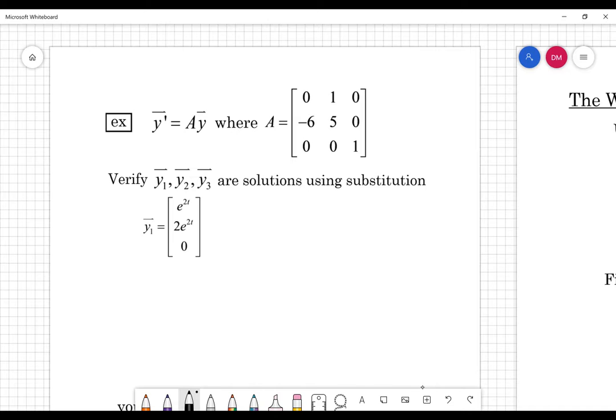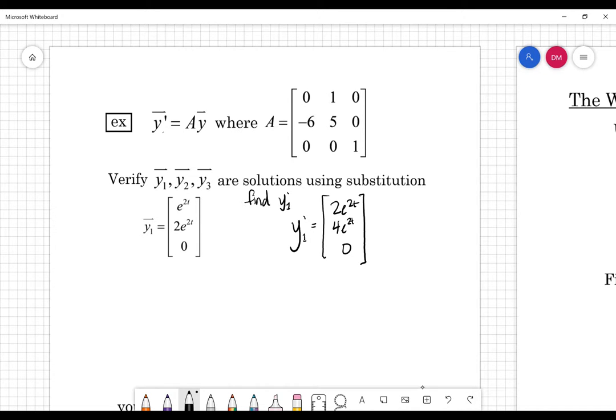Since we just have a first order system right here, we only need to concern ourselves with first finding y1 prime. In order to do that, like we discussed in section 4.1, we are just finding the derivative of each respective element. So that would be 2e to the 2t, 4e to the 2t, and still 0.